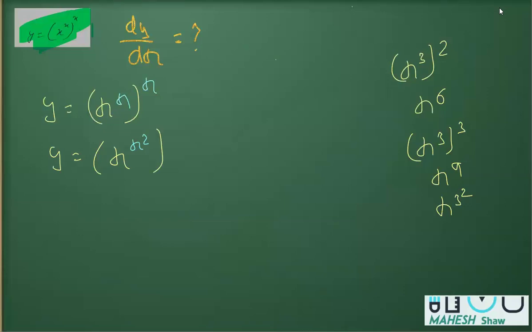Now for further simplification, we are going to apply log here, applying log both sides. So we'll get log y is equal to x square log x, right? The property used here is log x raised to the power n is n log x.